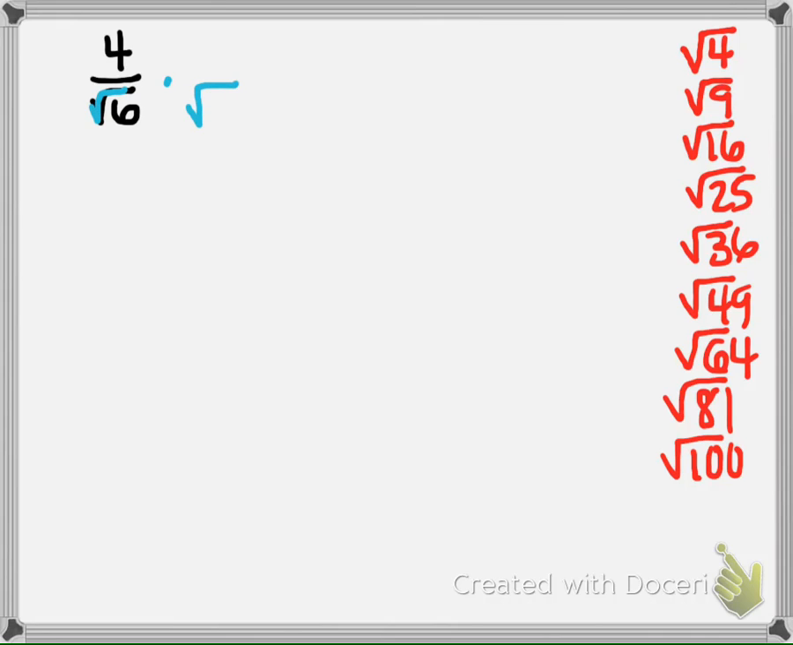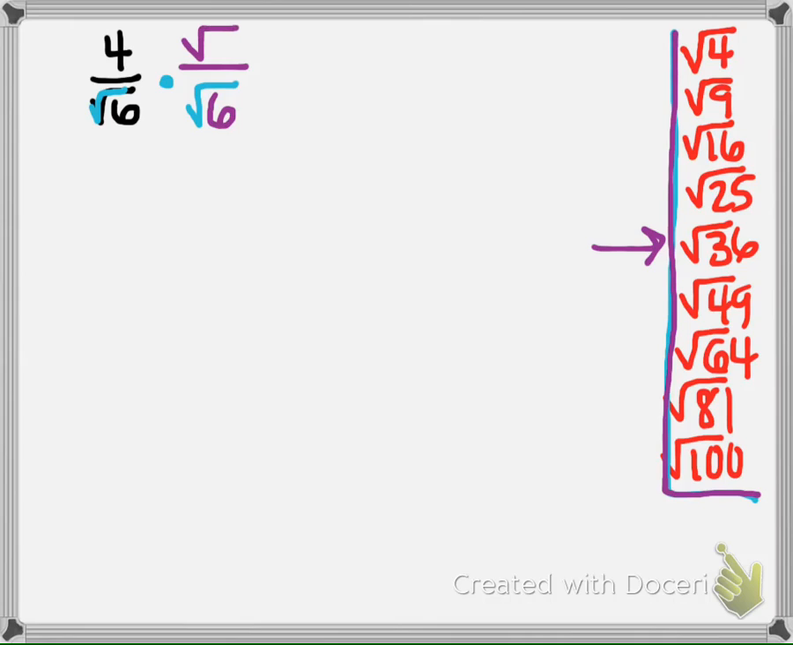If I look at my list, these are the numbers that we can square root. So what can I multiply 6 by such that it will equal one of these numbers on this list? I know that if I multiply 6 by 6, it will get me this number on my square root list. And whatever I do in the denominator, I'm also going to do in the numerator.